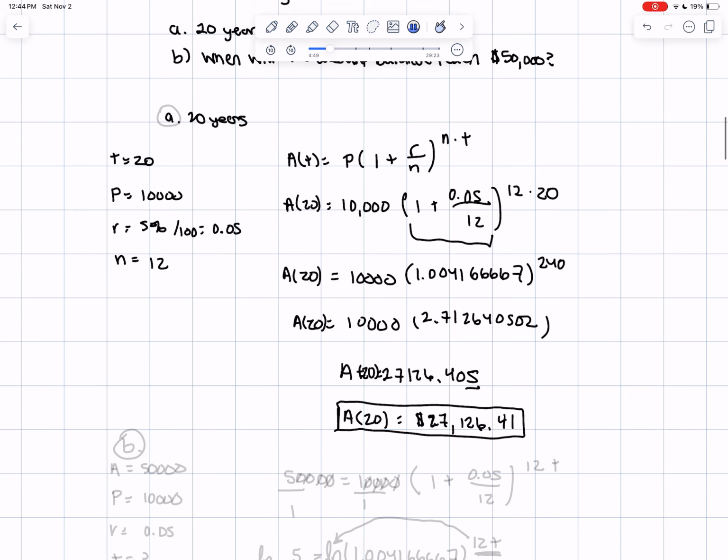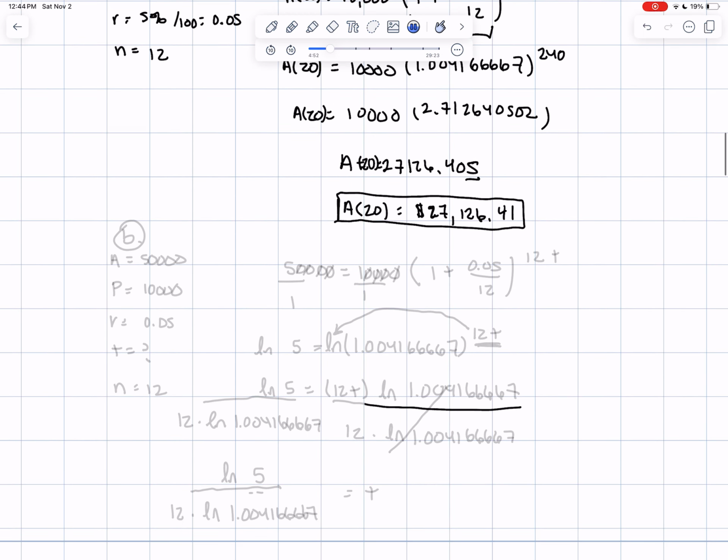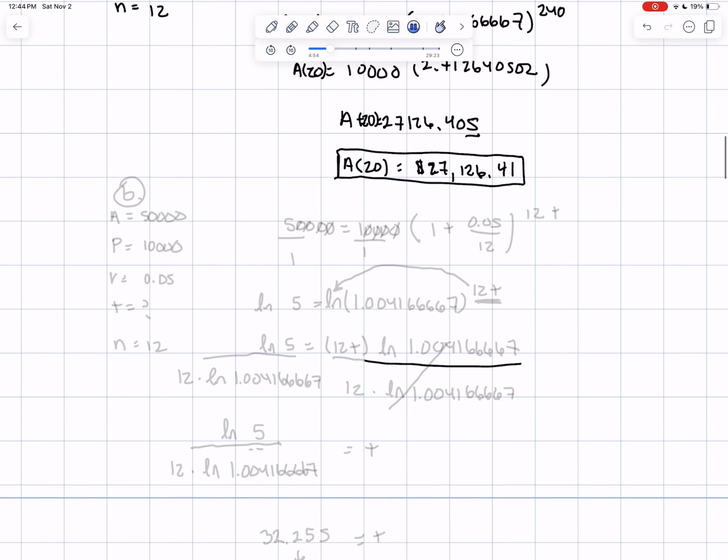50,000? This second question is asking, when will our balance reach 50,000, or when will it be worth 50,000? So what is this asking? It means that we're trying to find time. We don't know what the time is this time. So that's what's funny. We know that our A of t, that's what we're looking for, is going to be equal to... They actually give us our A this time.